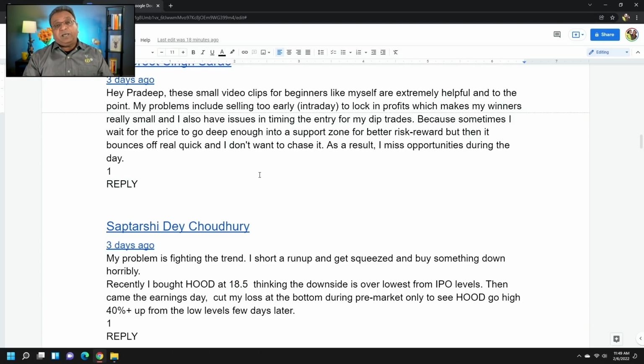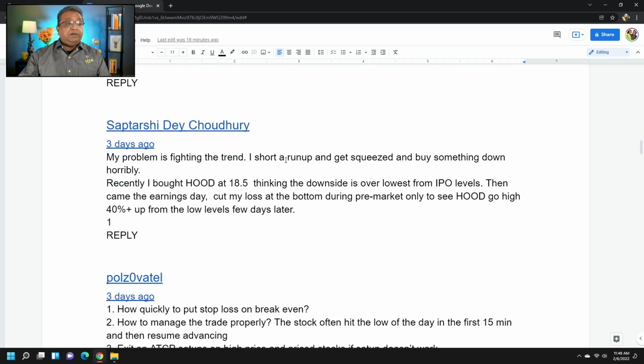Same way, your pullback thing is not a well-defined setup, and because you don't have a well-defined setup, you're not entering based on a setup, you're entering based on your feel. So I would say go back and rethink and rework your setup, because if you have a clearer setup, many of these conflicts will not be a problem.